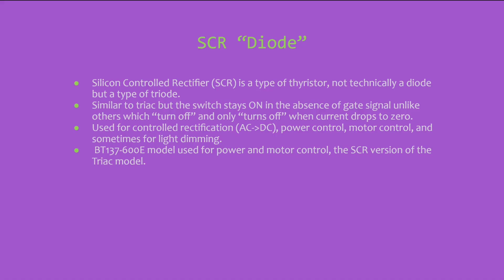Next, we have the silicon controlled rectifier, or SCR. This is another one that's not technically a diode. It's a type of thyristor, similar to a triac, but the switch stays on in the absence of a gate signal, unlike others which turn off. This one only turns off when the current it's conducting drops to zero. This is a very important feature of it. It's used for controlled rectification, power control, motor control, and sometimes even for light dimming. There is a model of what I just described, which is the SCR version of the triac model.